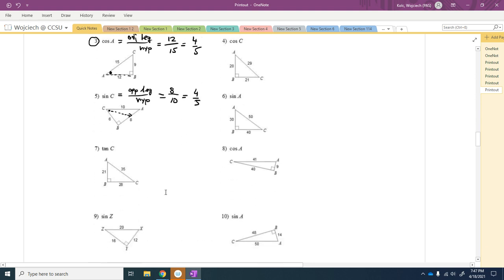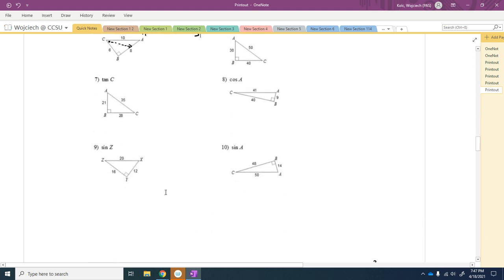Question 7. Tangent of angle C. Again, tangent by definition is opposite leg over adjacent. So if I'm over here, opposite leg would be 21. Adjacent leg would be 28. Okay, 7 is the common factor, so this will be 3/4.